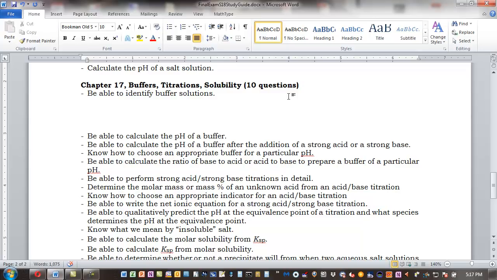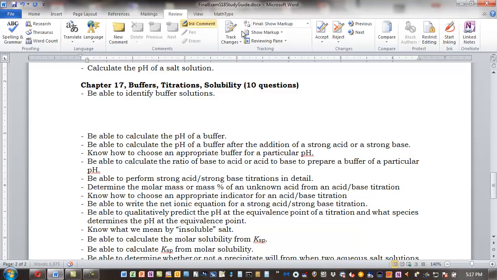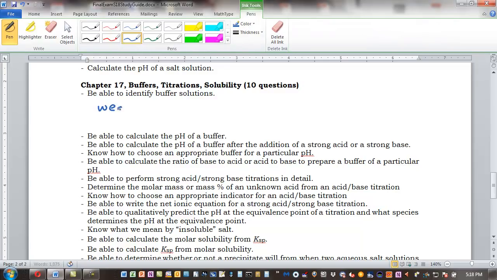So be able to identify buffers. What are you looking for? Weak acid, weak base that are what? Conjugate pair, right? Okay, so a conjugate acid-base pair, weak acid, weak base. So again, even in Sunday's review session, I talked a lot about you need to be able to identify strong acid, strong base, weak base, salts, and that all then flows into buffers as well. If you don't know what is a weak acid or strong acid, it's kind of hard to identify a buffer.